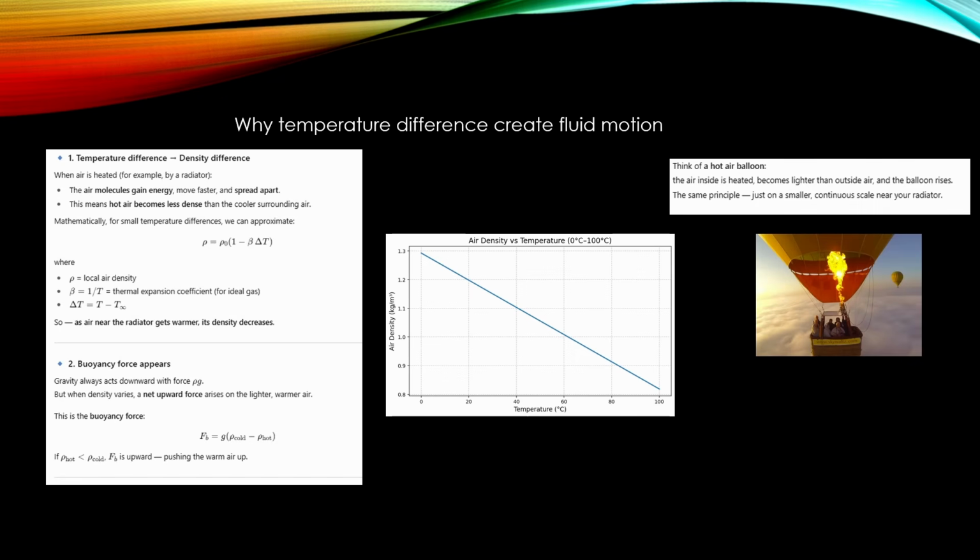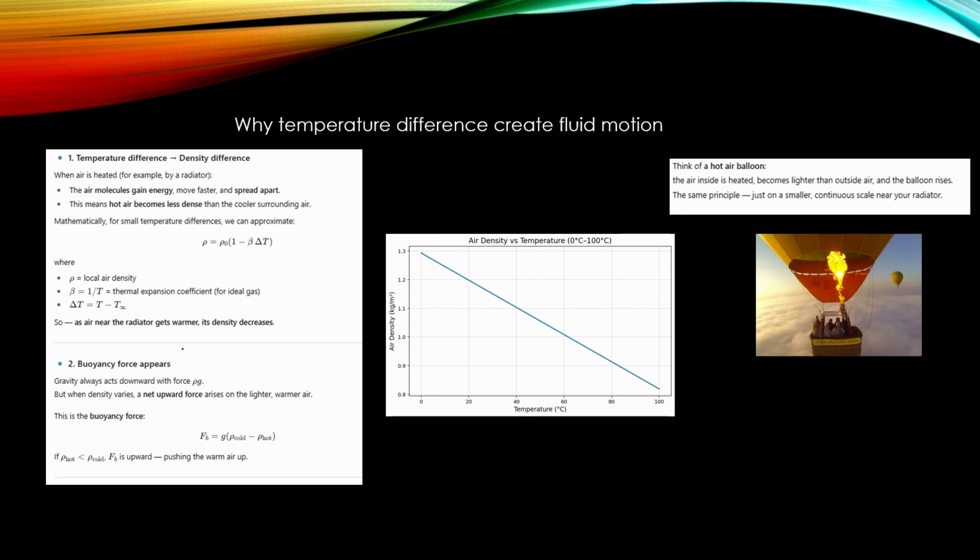Why does this temperature difference create fluid motion? From basic physics we know that when air is heated, the air molecules gain energy and they spread apart. And this means that the hot air becomes less dense. And we can calculate that density from this function. We have here this thermal expansion coefficient and this temperature difference. In this curve we can see how air density is changing when the temperature is increasing.